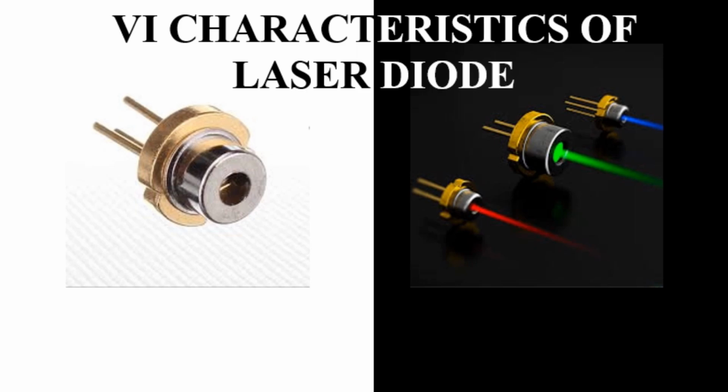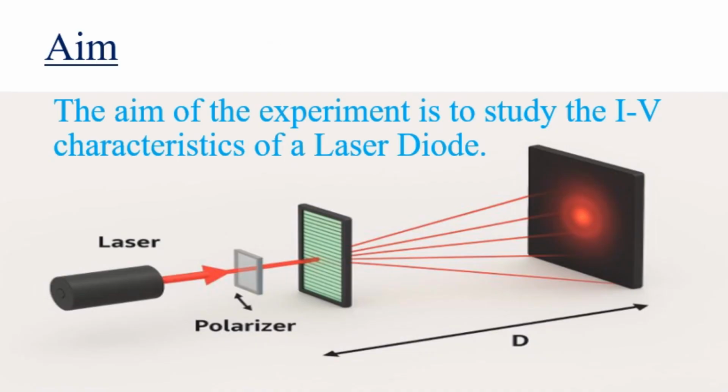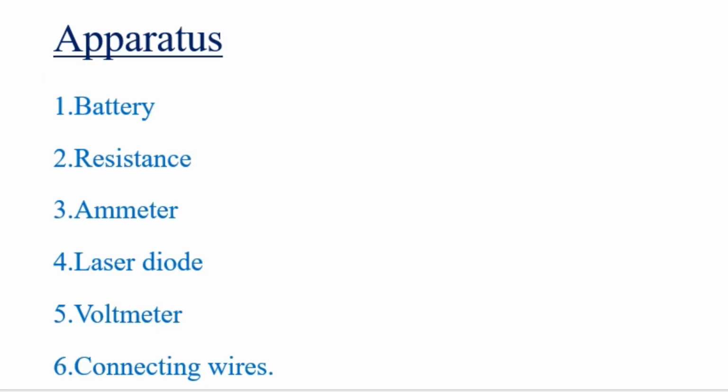PI characteristics of laser diode. Aim. The aim of the experiment is to study the PI characteristics of laser diode. Apparatus: battery, resistance, ammeter, laser diode, voltmeter, and connecting wires.